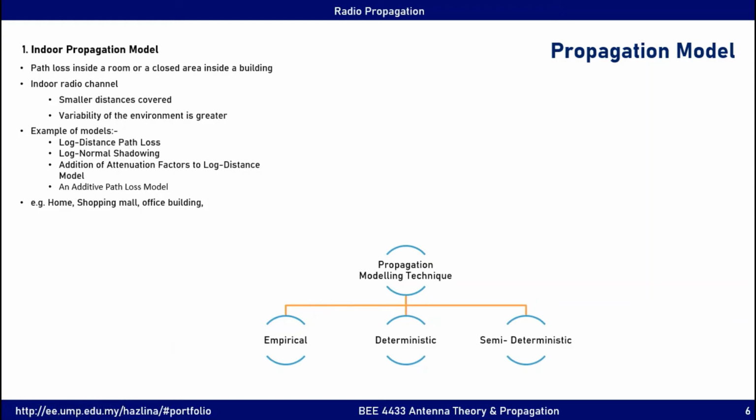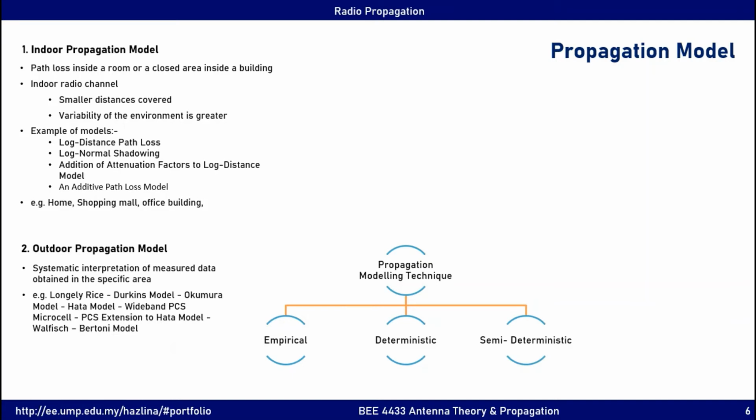This technique is an attempt to modify the log-distance model by including additional attenuation factors based on measured data. The attenuation factor model incorporates a specific path loss exponent and attenuation factors to provide an estimate of indoor path loss. An additional path loss model which has been investigated by researchers is the additive path loss model. In this model, individual losses caused by obstructions between transmitter and receiver are estimated and then added together. Examples of indoor propagation environments are home, shopping mall, and office building.